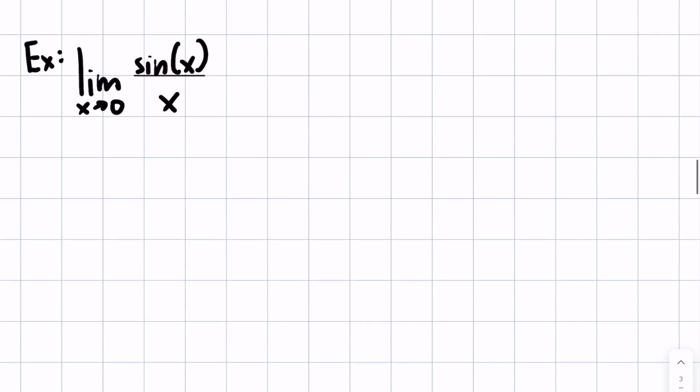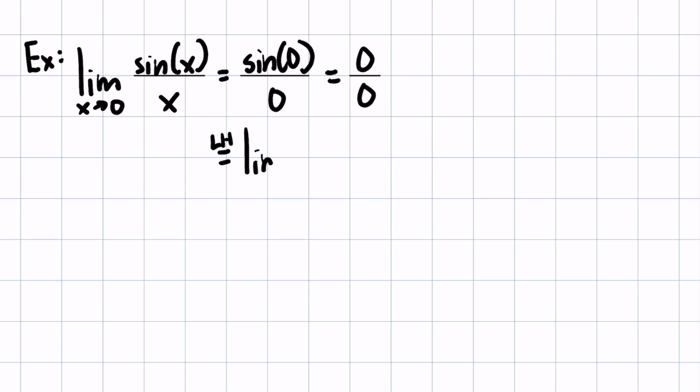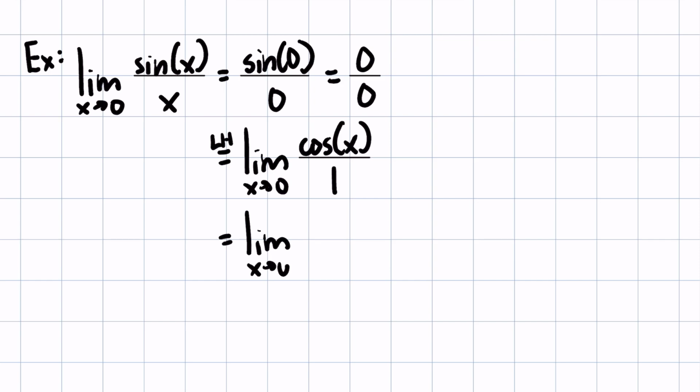All right, now for another example. Again, here, if we just sub in 0, we have sine of 0 over 0. Sine of 0 is 0, so we have the 0 over 0 indeterminate form. So we're going to L'Hopital this. This becomes the limit as x approaches 0. The derivative of sine is cosine, and the derivative of x is 1. So this is just the limit as x approaches 0 of cosine of x. We can sub in 0, cosine of 0, and cosine of 0 is 1. So that is our limit.